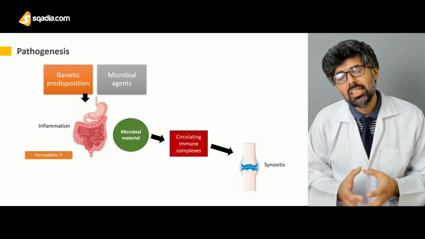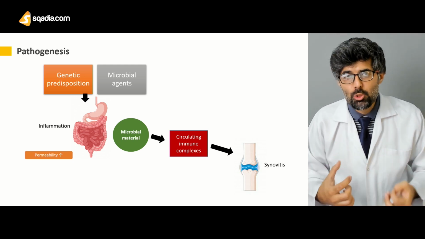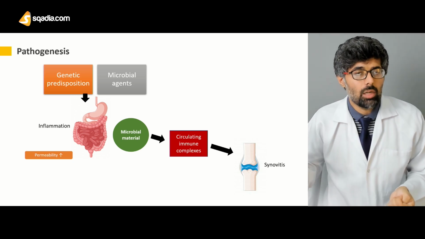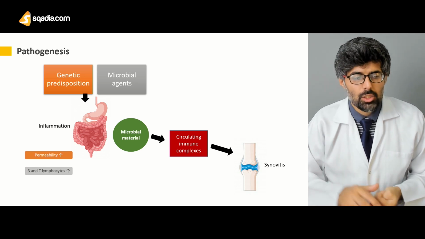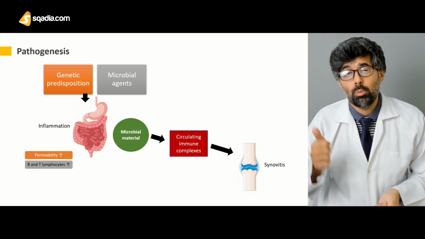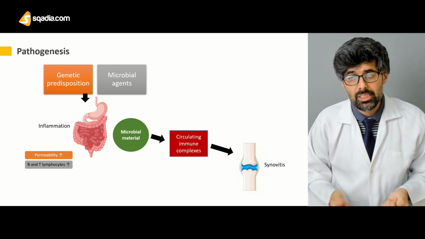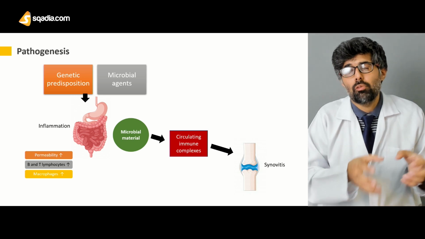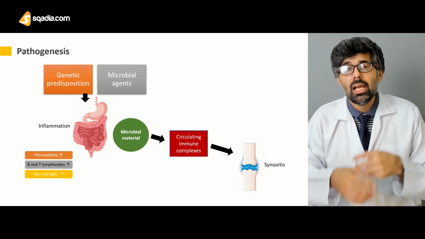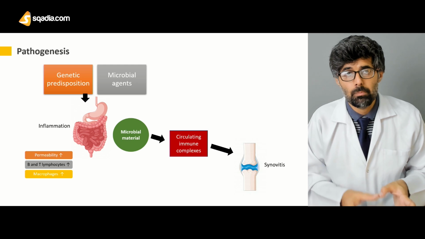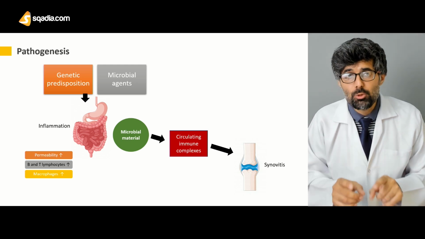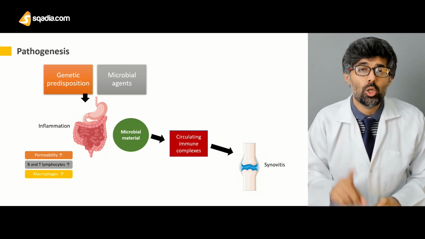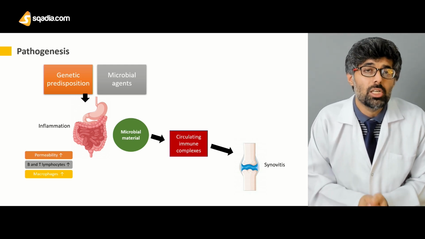Now, because of the increased permeability, the patient usually suffers from constipation, among other symptoms. There is increased infiltration of both B and T lymphocytes, as I discussed earlier, and there is an increased amount of macrophages circulating and proliferating at that area. The macrophages usually associated with enteropathic spondyloarthritis are of the CD163 type.